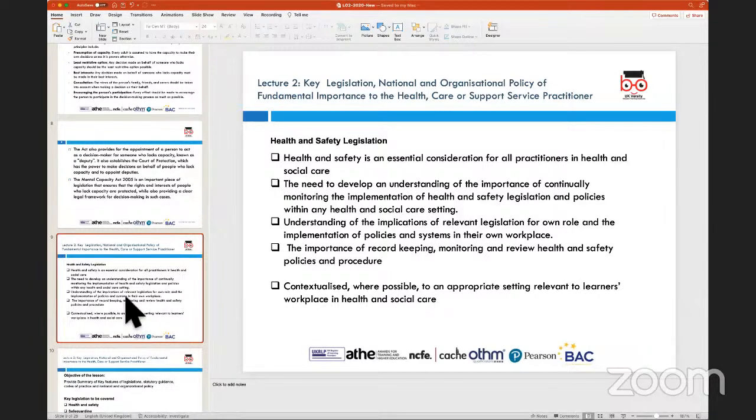So when we talk about the health and safety legislation, the Health and Safety Act of 1974, it lays out clear legal requirements for employers to provide a safe working environment for employees, staff, and contractors, in a particular health and social care setting. So this piece of safety legislation was obviously overhauled and revised in 2016, I think.